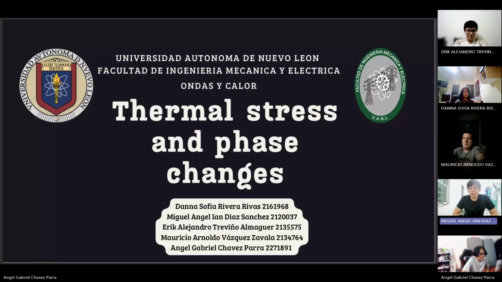Our team members are Dana Sofía Rivera Rivas, me, Miguel Ángel Díaz Sánchez, Erika Alejandro Treviño Almaguer, Mauricio Arnondo Vázquez Zavala, and Ángel Gabriel Chávez Parra.